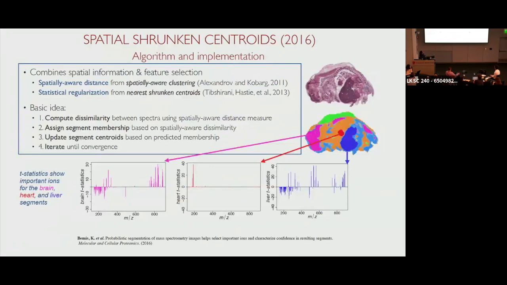A quick background, I'm not going to go into too much detail on how spatial shrunken-centroids works, but it's basically a combination of two methods that previously existed. We are using a spatially aware distance from spatially aware clustering by Alexandrov and Kobarg, and then statistical regularization from nearest shrunken-centroids, which is a method from Tibshirani and Hastie. The basic idea is we're going to compute a dissimilarity between spectra using a spatially aware distance measure, so we're incorporating the spatial component of the data in our dissimilarity between spectra. We assign segment membership based on that spatially aware dissimilarity, we update the segment centroids based on that and update predicted segment memberships, and then we iterate on this until we converge.